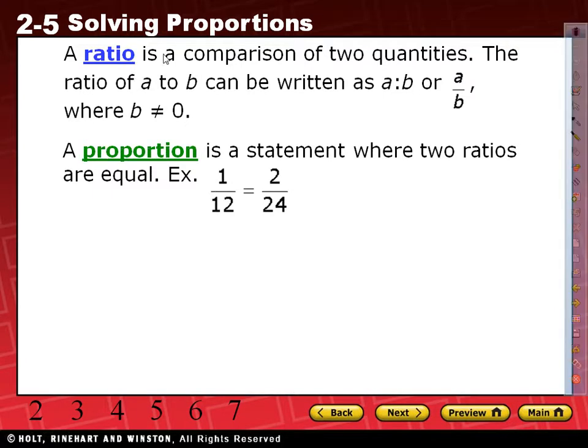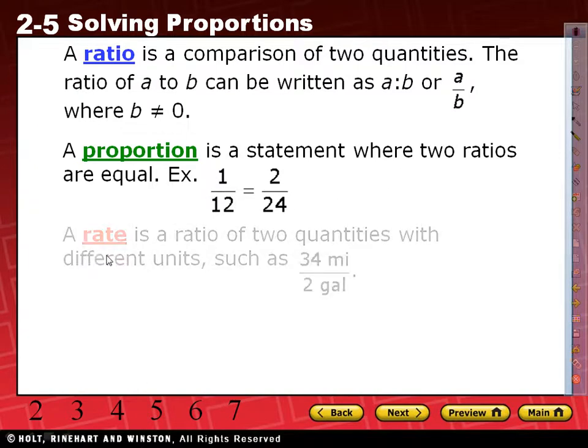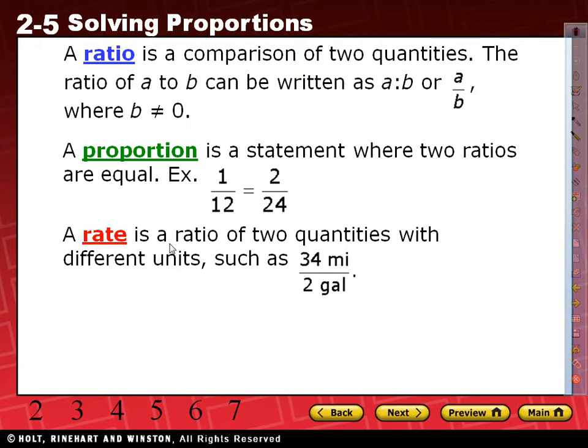Here we go. A ratio, we know that it's two quantities that are being compared, and we can write it as a fraction. But look at this one, a proportion. Do you see one fraction equal to another fraction? So basically a proportion is where two ratios are equal. Is this one ratio? Is this one ratio? Are they equal to one another? Yeah, okay.